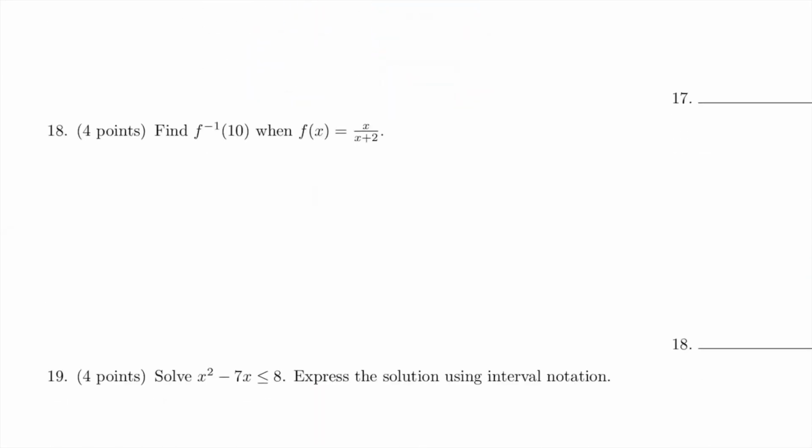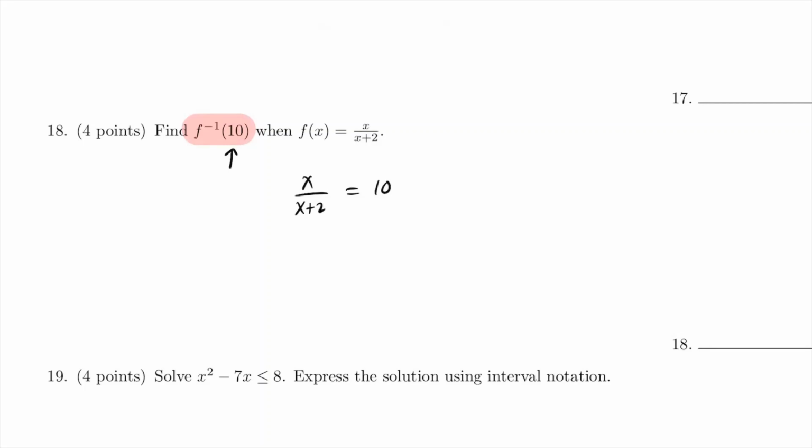For number 18, we're going to find f inverse of 10 when f of x is this. There are multiple ways to do this. The way I'm going to do it, if this is the input for the inverse, then it's the output for f. So I'm going to set x over x plus 2 equal to 10. I want to know for what x value I have 10. That's how f and f inverse are related.